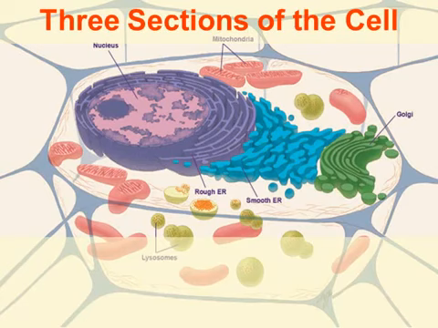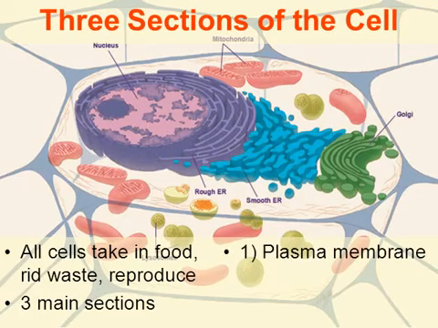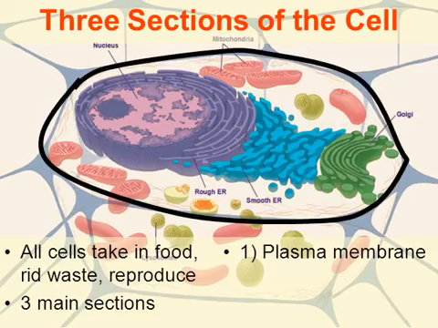First thing I want to mention are the three basic sections to the cell. And all cells need to take in food, get rid of waste, and reproduce. Well, cells have three main sections to them, and inside of those three sections are parts that allow them to take in food, get rid of waste, and reproduce. So the first section you can see highlighted by the flashing black line, the plasma membrane. You might also hear the plasma membrane simply called the cell membrane. We'll talk more about this in a little bit.